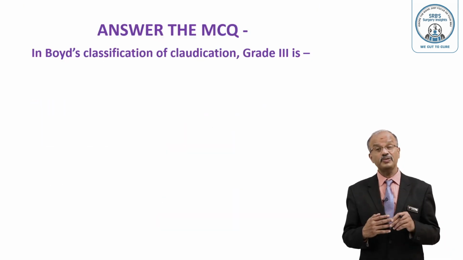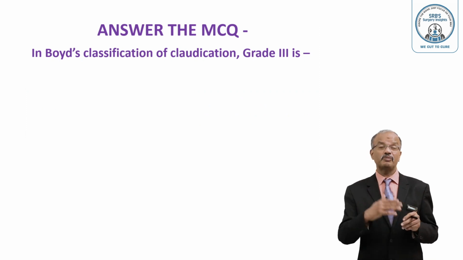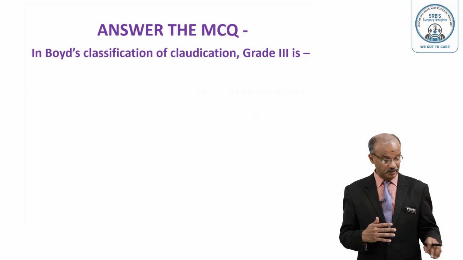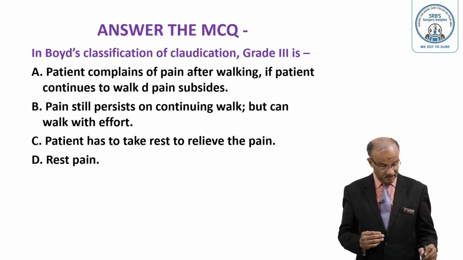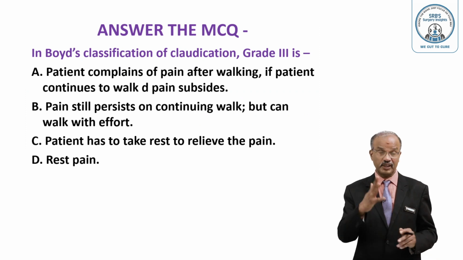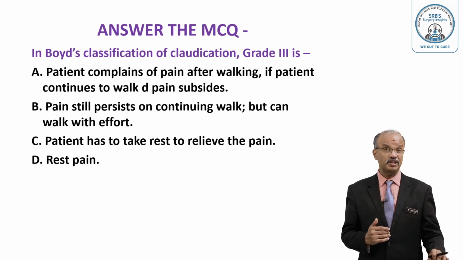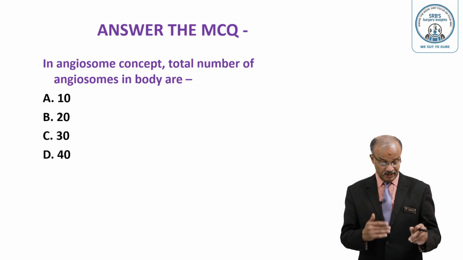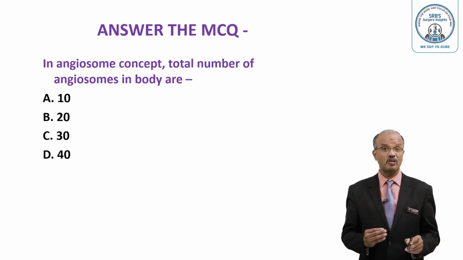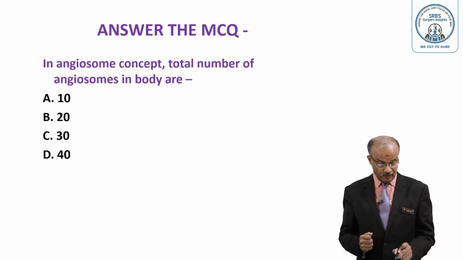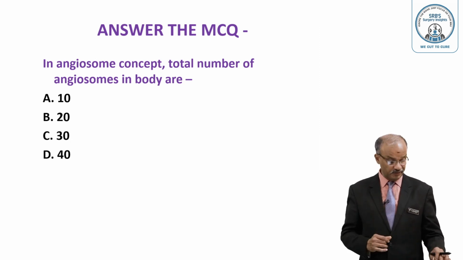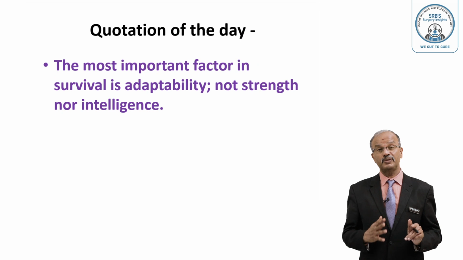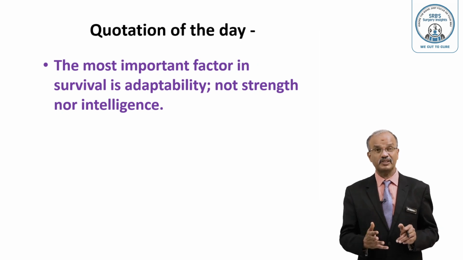So answer the MCQ. Please answer the MCQ, put it in the comment box. I will acknowledge your answers and give a proper explanation. In Bhat's classification, grade 3 is A, B, C, D. Please go through this, put the right answer and seek explanation from me. I will acknowledge you. Again, another question, a commonly asked MCQ: in the angiosome concept, the total number of angiosomes in the body are 10, 20, 30, 40. Put the correct answer.